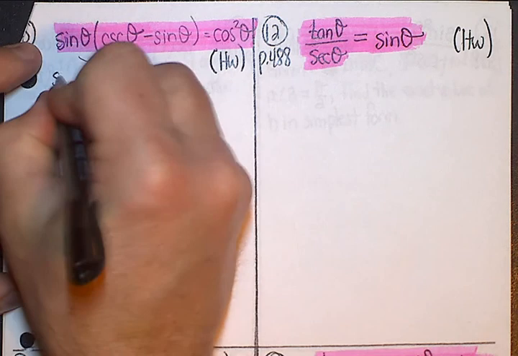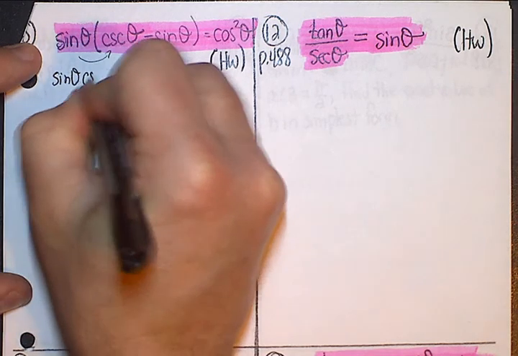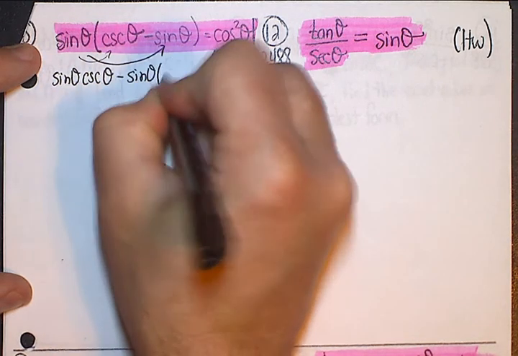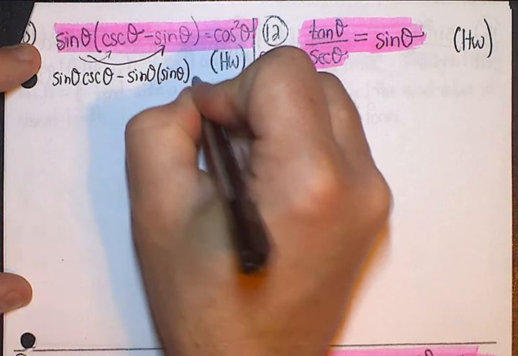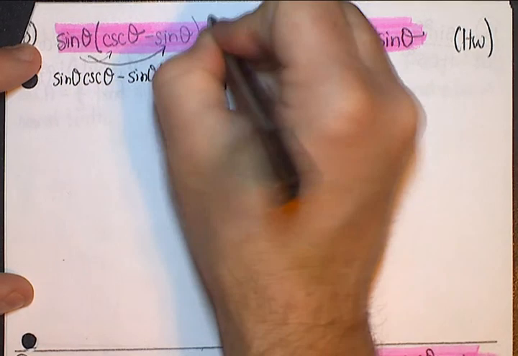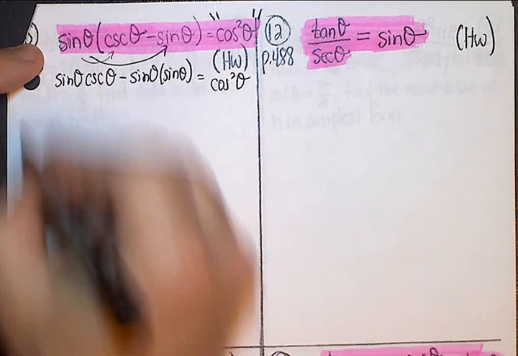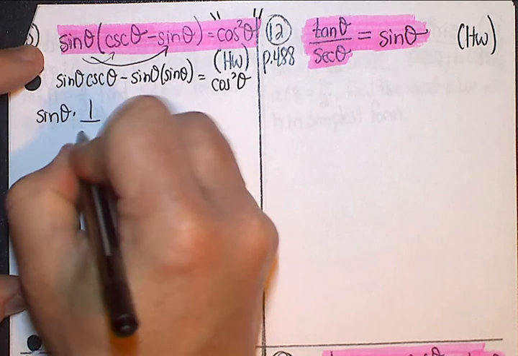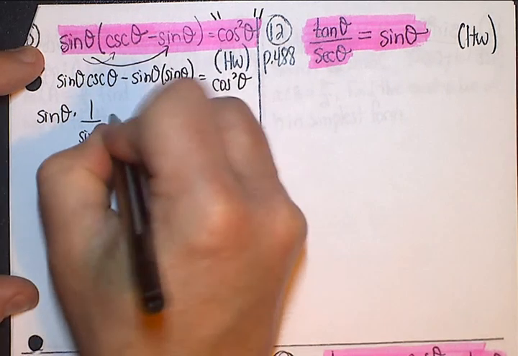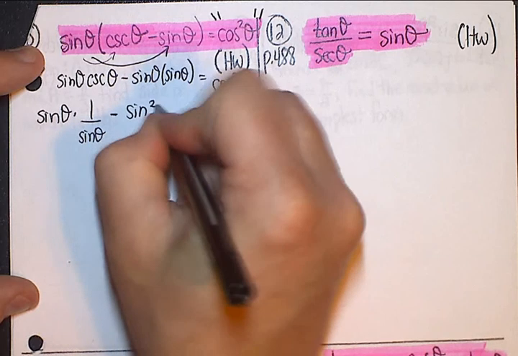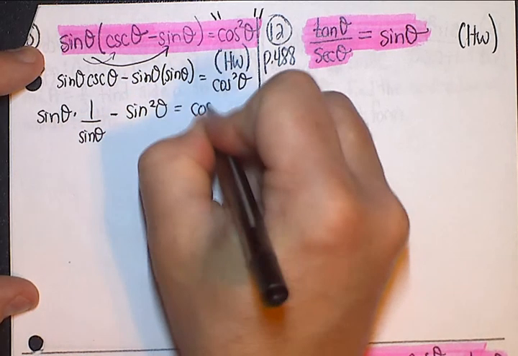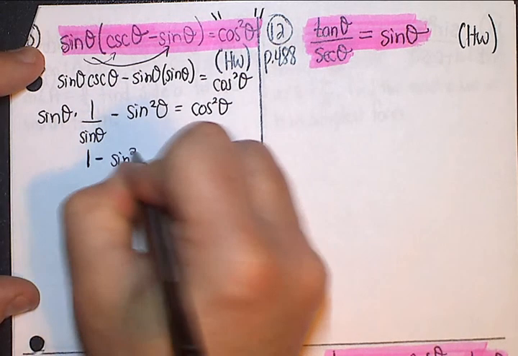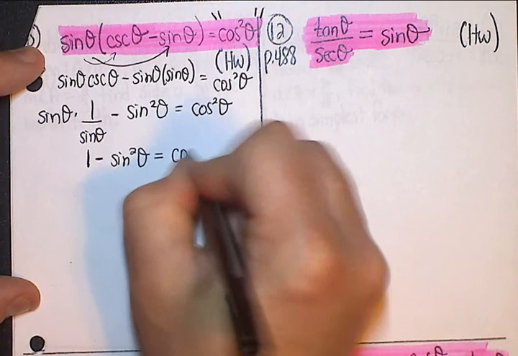So I have sine of theta times cosecant of theta, sine of theta times sine of theta, and that needs to be cosine squared of theta. Obviously, we'll freeze this side. Changing things now, I have sine of theta times cosecant, which is 1 over sine of theta, minus, then we have my sine squared of theta equals cosine squared theta. This becomes 1 minus sine squared theta is equal to cosine squared theta.